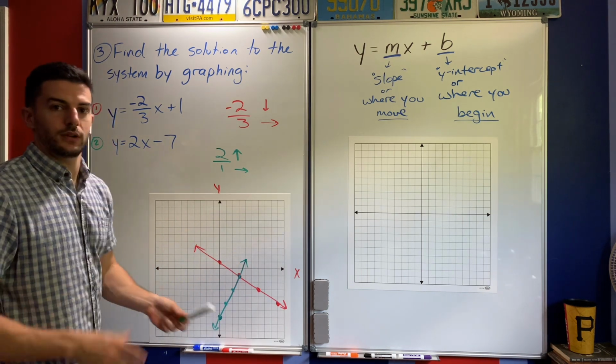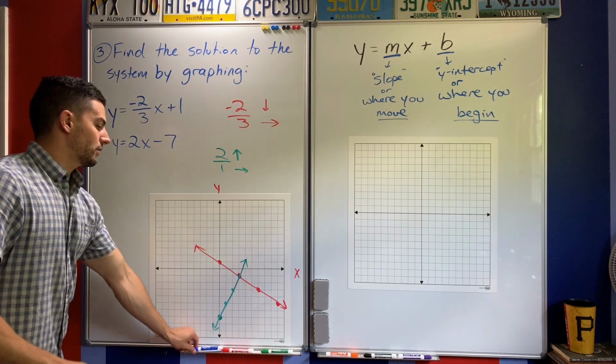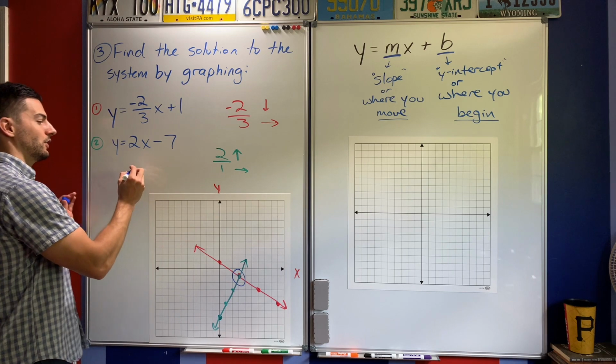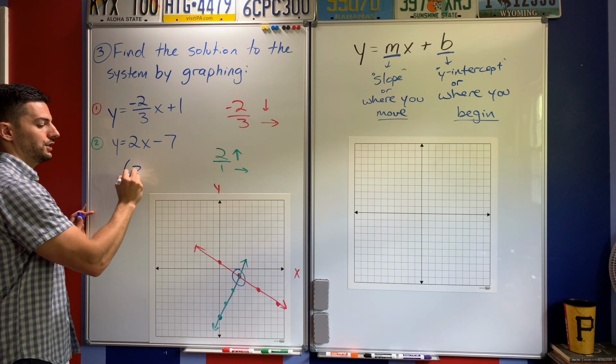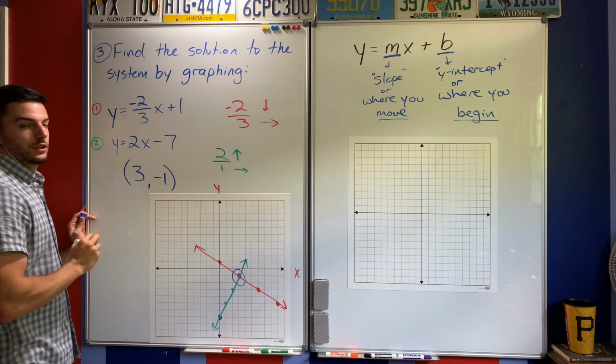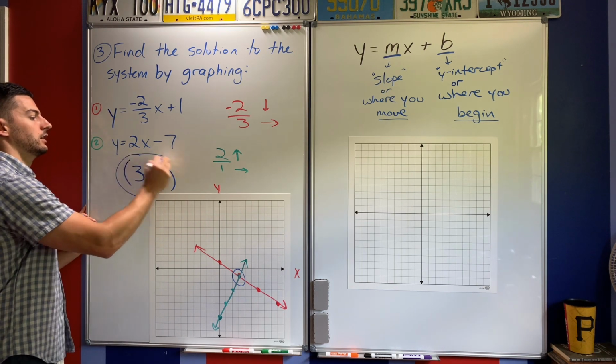There's my intersection point right there, right? So they cross each other right here. And so you think, okay, what are the coordinates of that point? The coordinates of that point are 3 on the x, positive 3, and negative 1 on the y, right? So that is my solution.